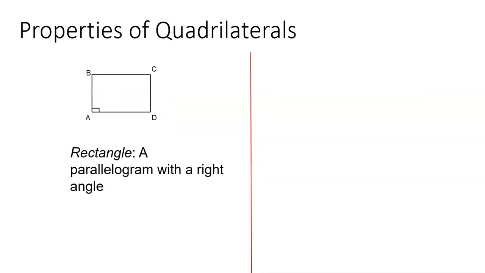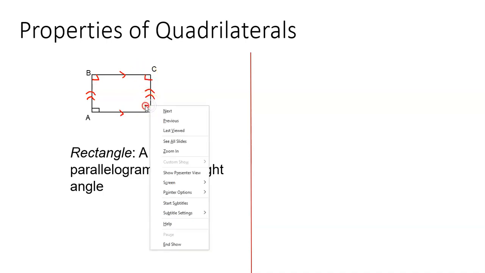Rectangle, parallelogram with a right angle. So everything that's true about a parallelogram applies to a rectangle. So for a parallelogram, we said both sets of opposite sides were parallel. That's the definition. So if you've got both sets of opposite sides parallel and one right angle, then you've got yourself a rectangle. Because if that's a right angle, 90 from 180 is 90, that's a right angle. Opposite angles are congruent, so that's a right angle. Opposite to B, that's a right angle also. So now you've got yourself 4 right angles.